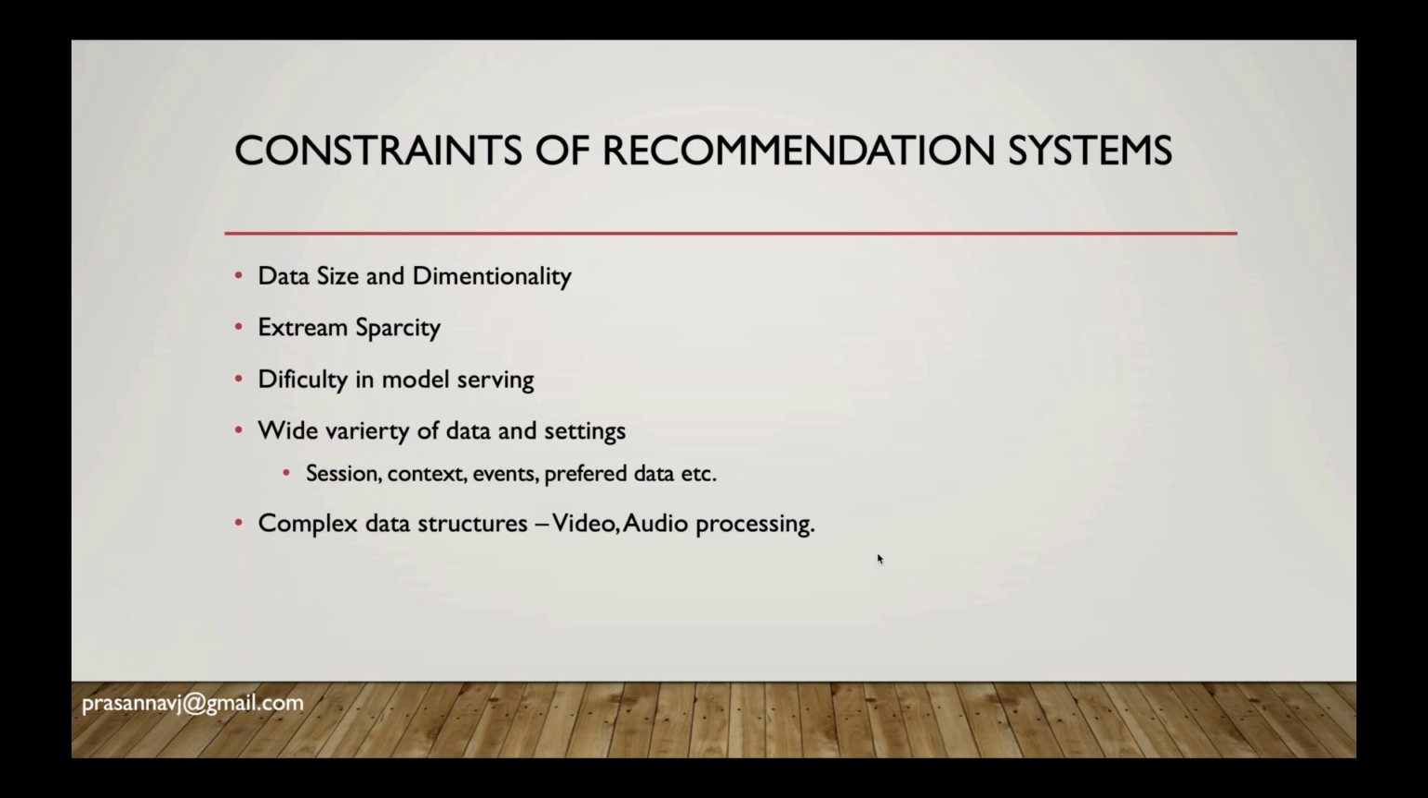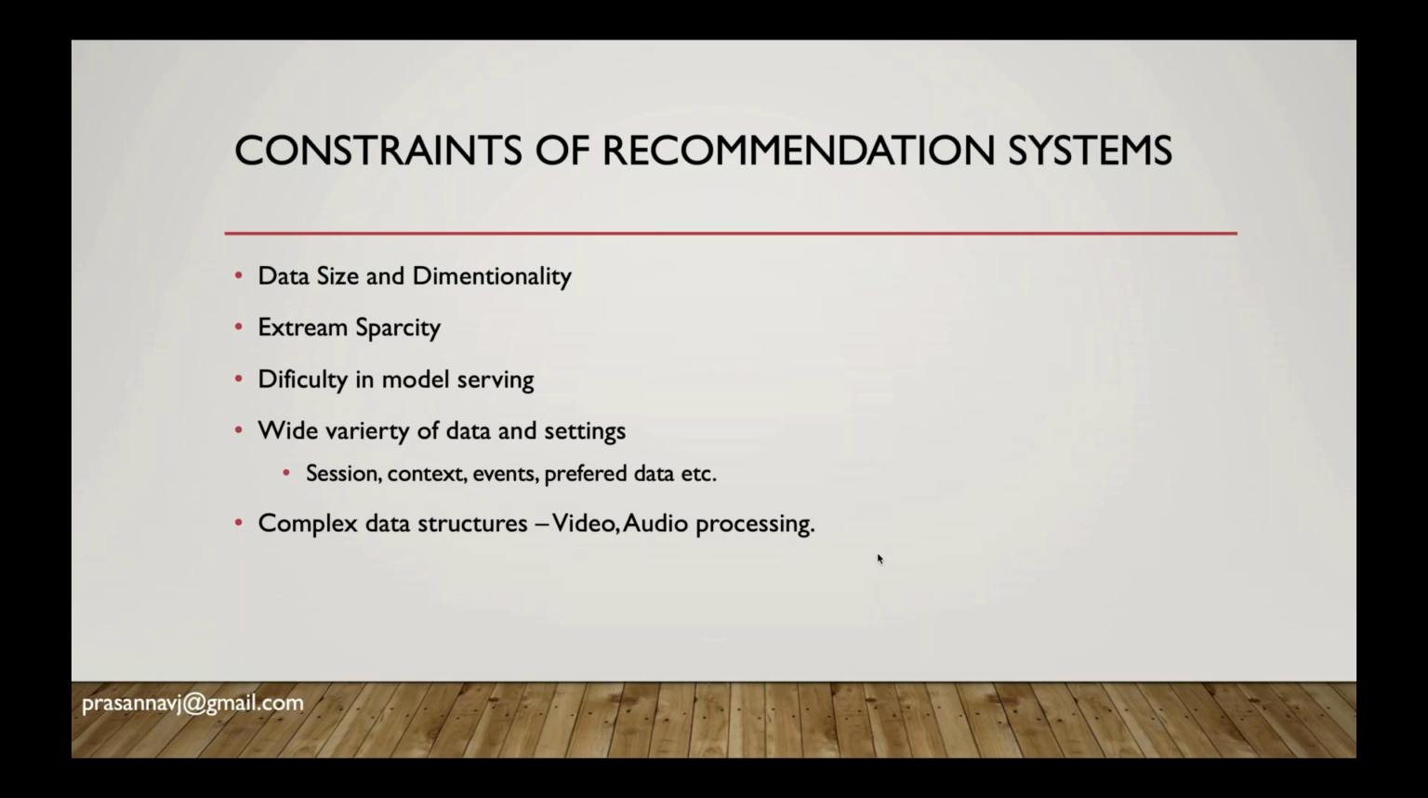And extreme sparsity, in terms of sparse matrices having a lot of zeros in their structure. The extreme sparsity actually reduces the performance of the recommender system. And it is difficult from a model serving perspective, because each and every user-specific detail has to be provided. Each and every user who is accessing something, you need to provide a recommendation. So think of the amount of serving infrastructure that you need to have.